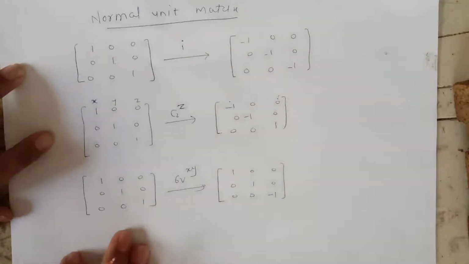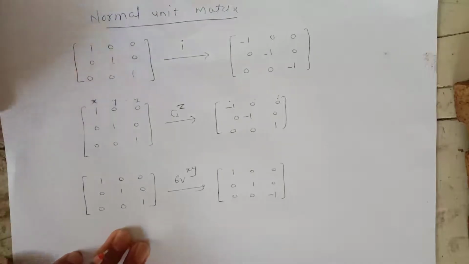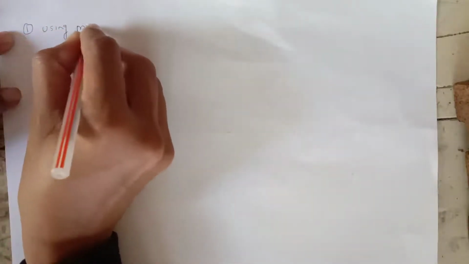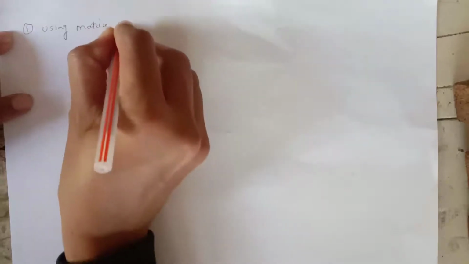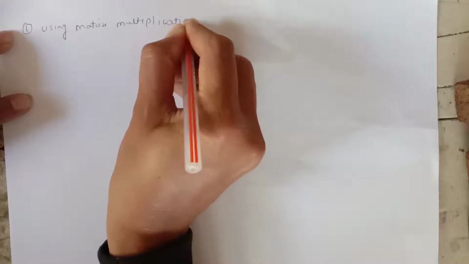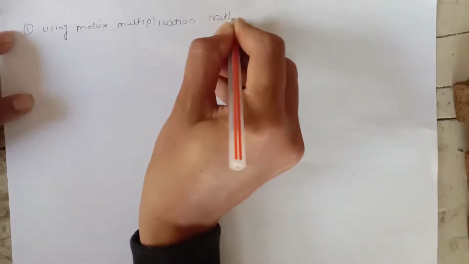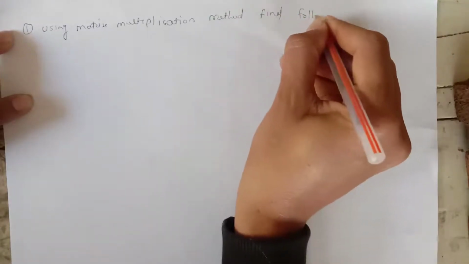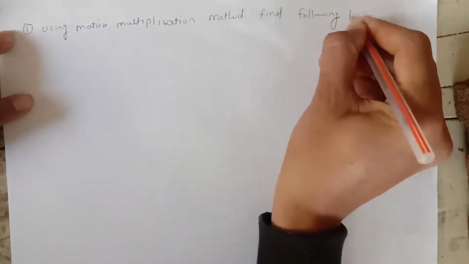Now we see the different examples related to the unit matrices. You have to perform the symmetry operation on matrix. With the help of symmetry operation, we solve the example using matrix multiplication method. Find the following product.